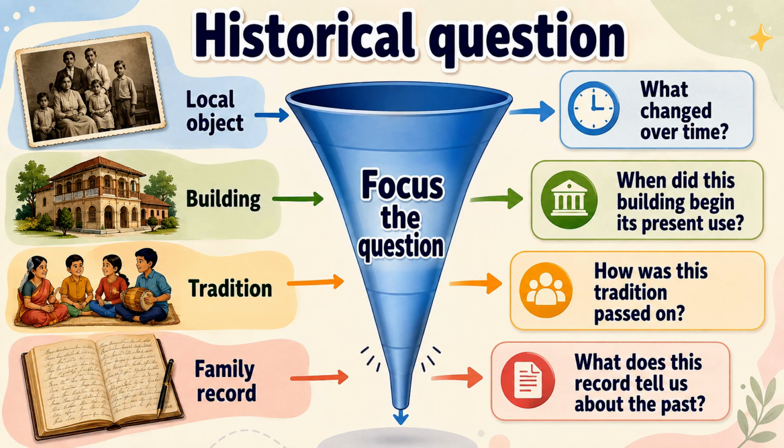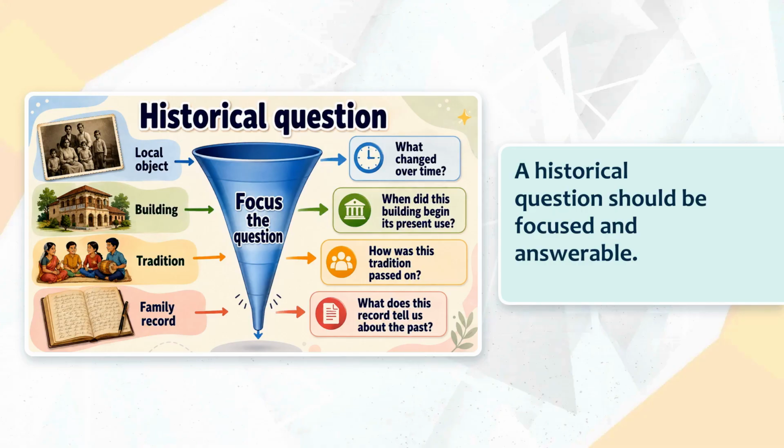Look at the broad topics on the left and the smaller questions on the right. A historical question is a focused question about the past that can guide an investigation. Instead of asking everything about a building, photograph, tradition, or family record, we narrow the topic to one clear relationship such as change, use, origin, or time. A good question is specific enough to help us decide what evidence we need. The funnel shows the most important move.